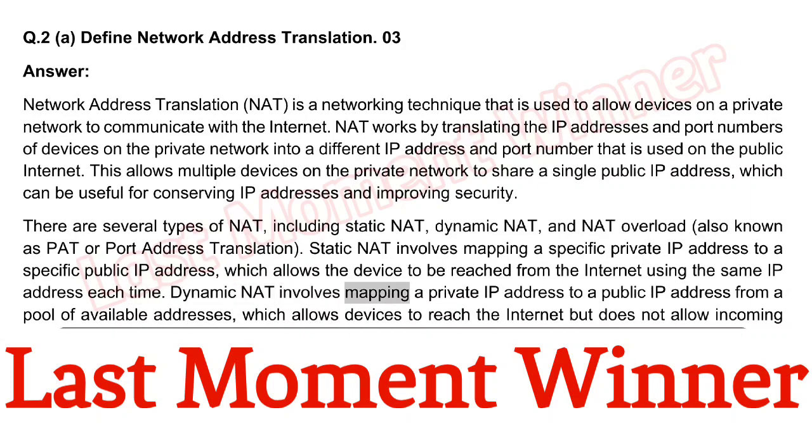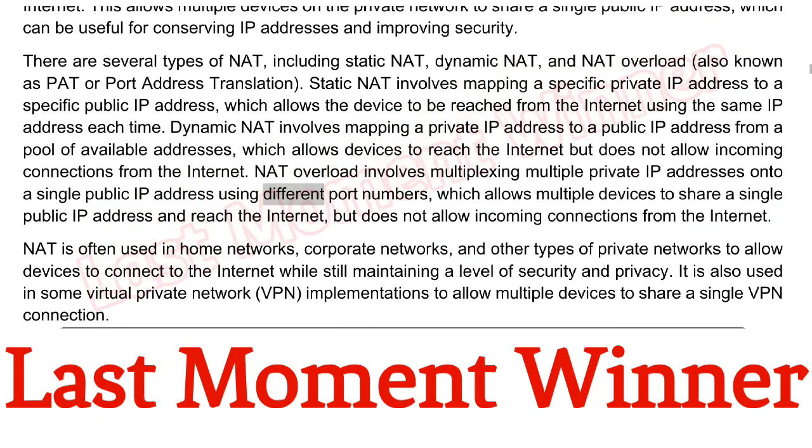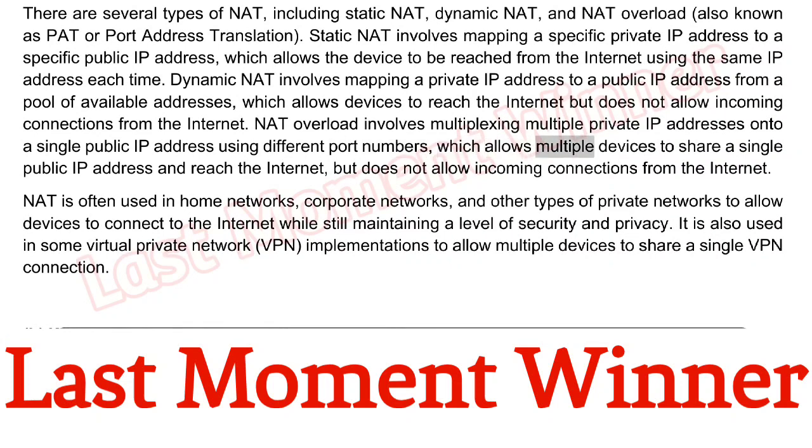Dynamic NAT involves mapping a private IP address to a public IP address from a pool of available addresses, which allows devices to reach the Internet but does not allow incoming connections from the Internet. NAT overload involves multiplexing multiple private IP addresses onto a single public IP address using different port numbers, which allows multiple devices to share a single public IP address and reach the Internet, but does not allow incoming connections from the Internet.